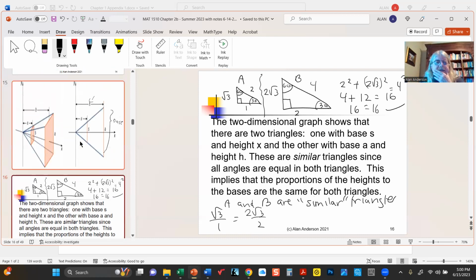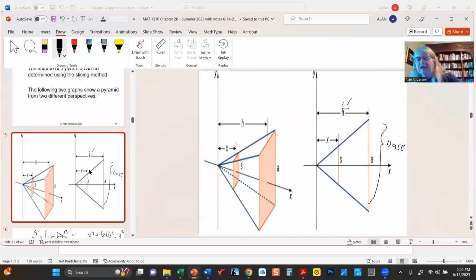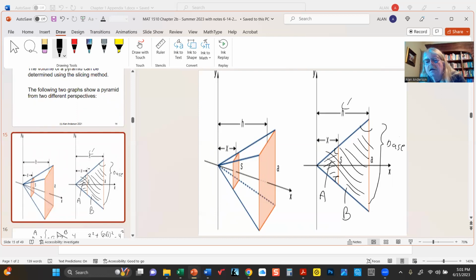Okay, so with that being said, if we go back to this graph, now they didn't label these. Let's say this is triangle A, this top part. And the entire thing is triangle B. Okay. So what they're trying to get at here is that if you look at them carefully, the angles are all the same for both triangles. And in fact, the angle at the vertex, the peak, is the same for both of them. So A and B are similar triangles.